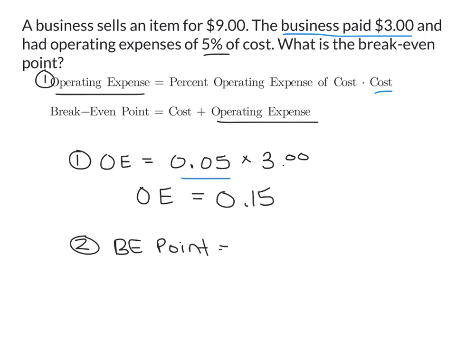So the break-even point is the cost plus the operating expense. So the cost is $3 and then we'll add 15 cents to it. So our break-even point is $3.15.